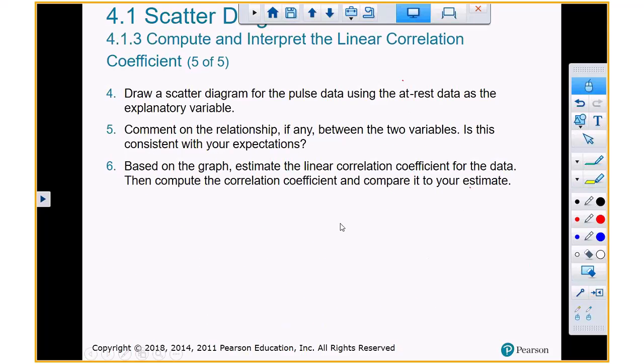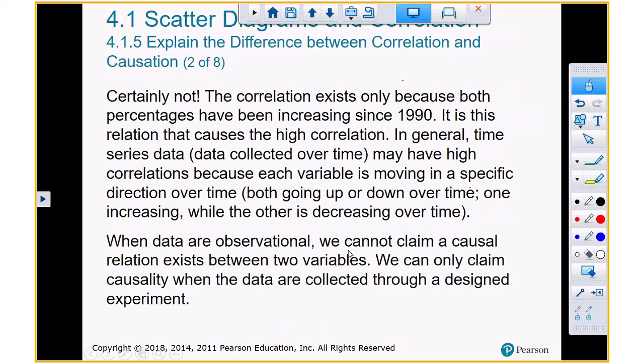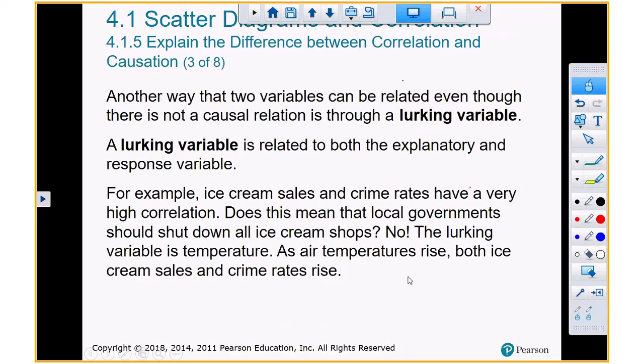All right, so linear relation. I'm moving through this because I'm looking for something. Go ahead and write down lurking variable. Write that down, and you need to write it down because some of your homework problems have lurking variable.